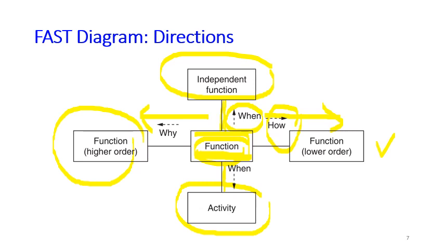So the vertical arrows is about when. When this function happens, what kind of secondary function, what kind of method happens. And then the left and right is about how and why. So that's how we read this FAST diagram. We read or we construct this FAST diagram.